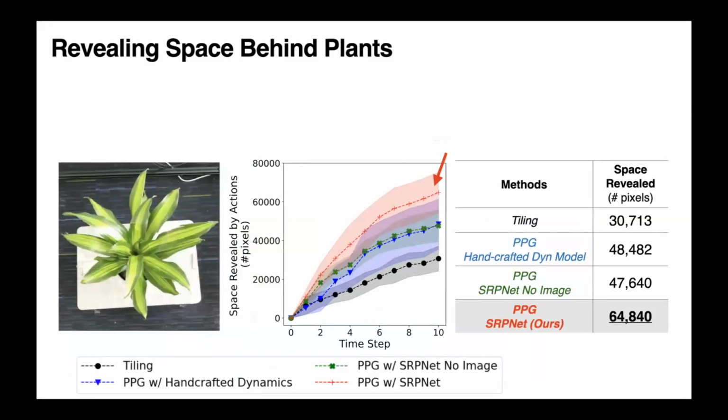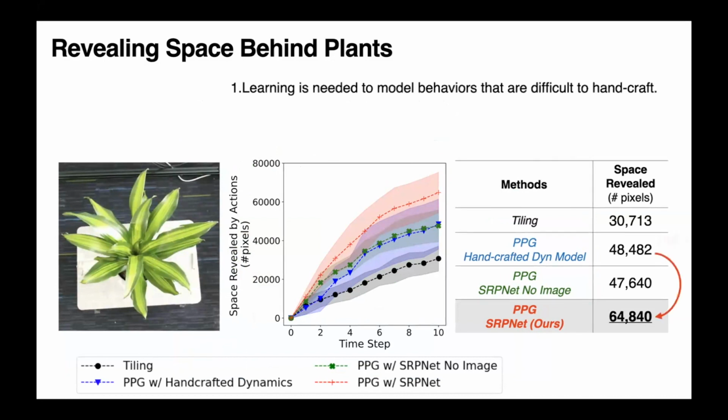Here is a plot showing how much space got revealed as a function of the number of time steps. And you can see that we are revealing the most pixels as opposed to these baseline methods. We have a very high camera, so you have 64,000 pixels. And we improve over the most competitive baseline by a very large amount. This essentially suggests that you need learning to model the behavior of these kinds of complex objects. Just handcrafting, just thinking that it's a simple model of this form, actually doesn't work.